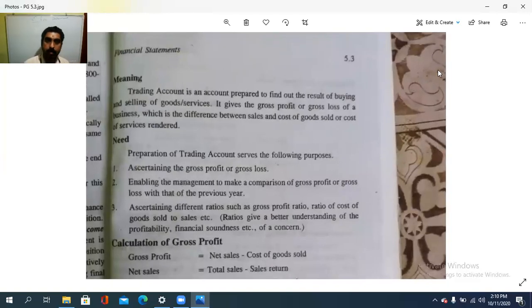Trading account is an account prepared to find out the result of buying and selling of the goods and services. It gives the gross profit or the gross loss of a business, which is the difference between the sales and the cost of goods sold or cost of services. So sales is the main item, with the deducting from the sales the cost of goods sold.